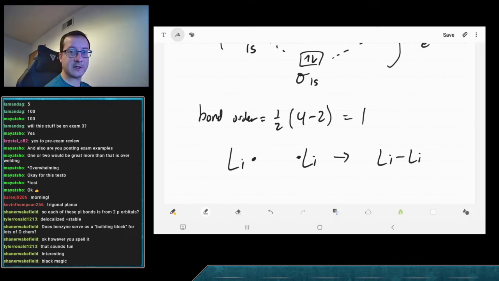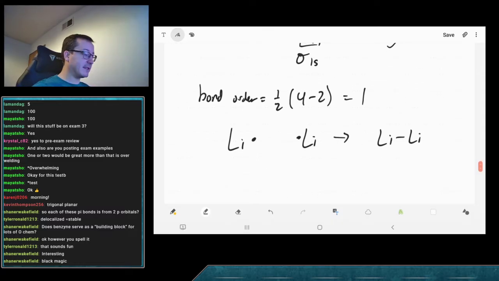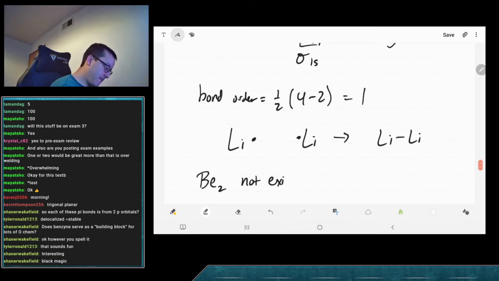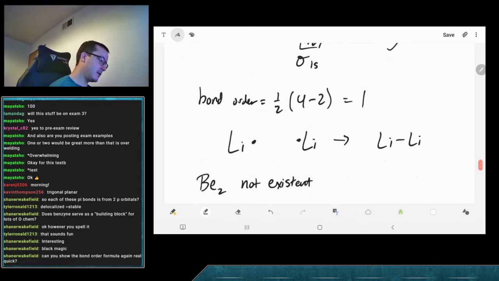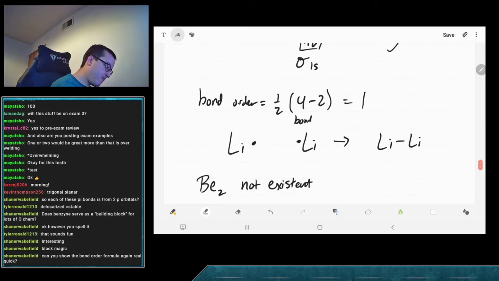All right, so essentially we're just kind of going here: does this exist? Does this not exist? If we do beryllium, we're going to see beryllium 2 would not exist. We would see that its anti-bonding would cancel out the bonding orbitals. So this is the number of bonding minus the number of anti-bonding.